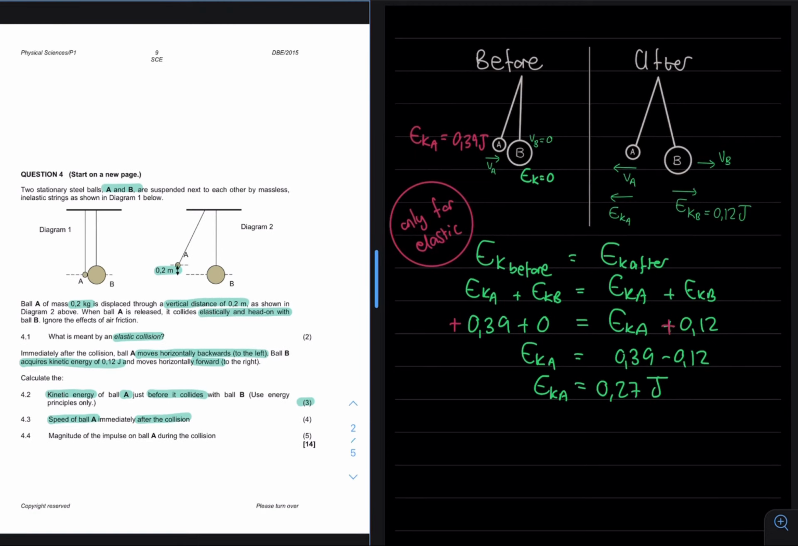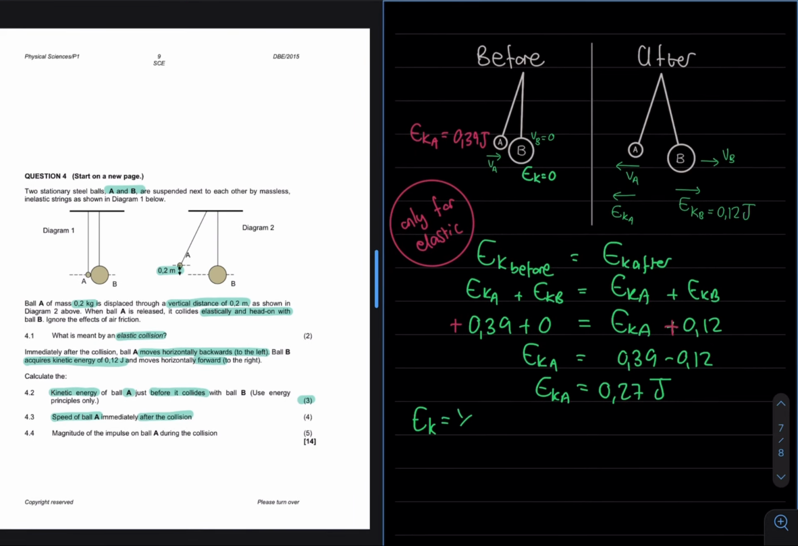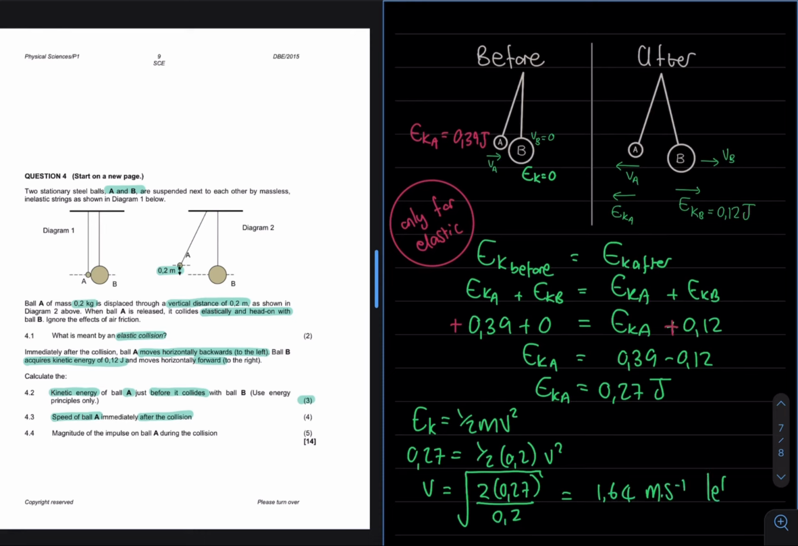We were asked, however, to calculate the speed of ball A. We can do that by using the following formula, giving us a velocity of 1.64 meters per second to the left.